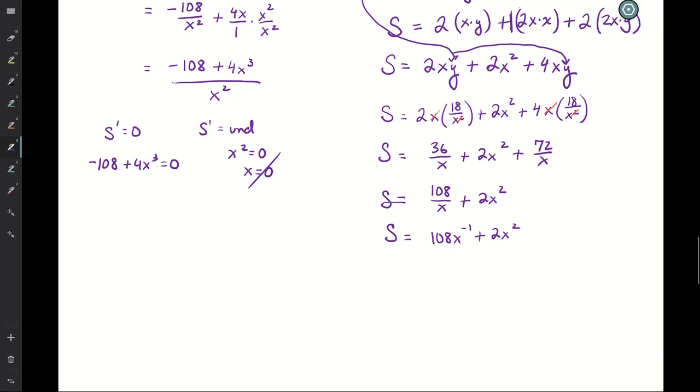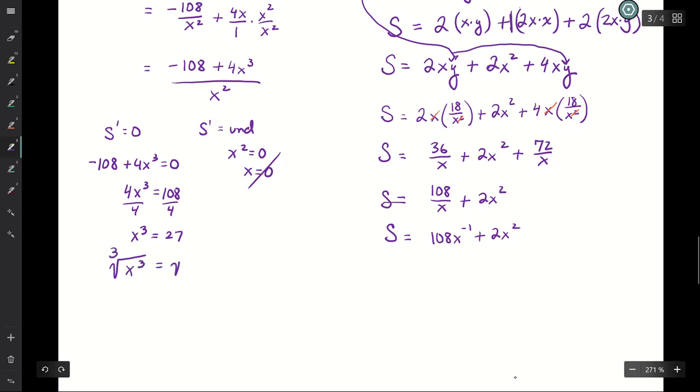All right, here I'm going to add over the 108. Divide out the 4. So we have x cubed equals 27. If we take a cube root, be careful on cube roots, you don't have to put pluses and minuses. So cube root here is going to end up being just 3. 3 is definitely bigger than 0. So we've got a critical number that's within the restrictions of our problem.